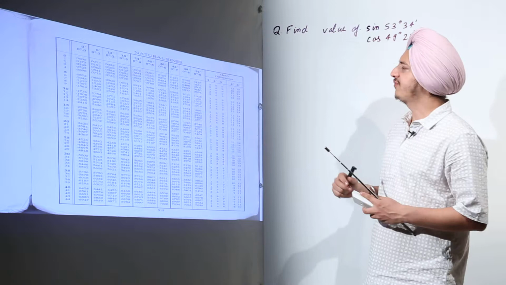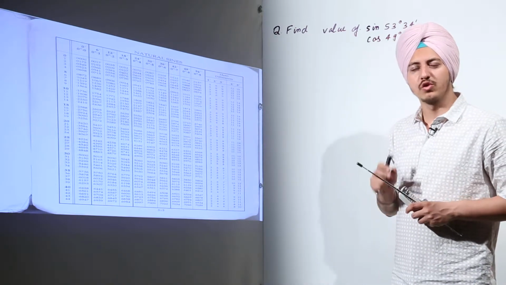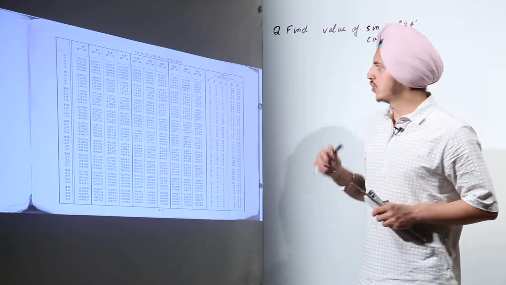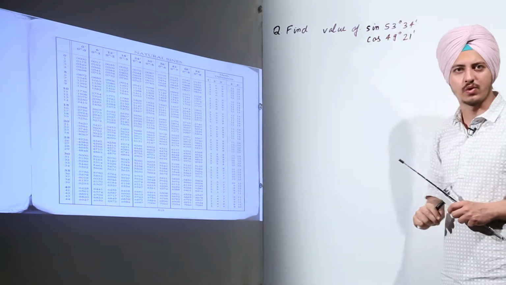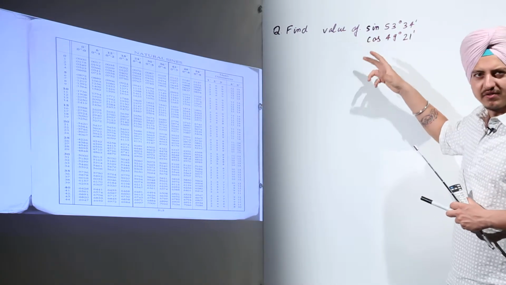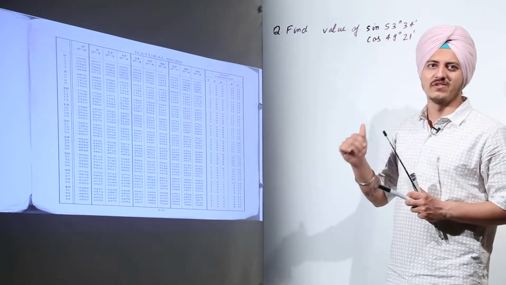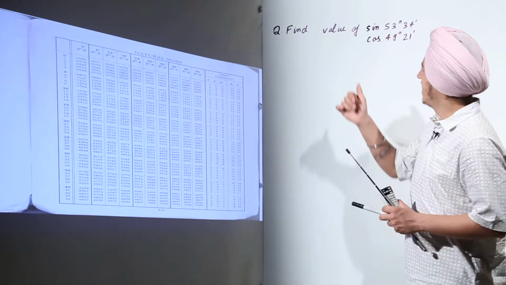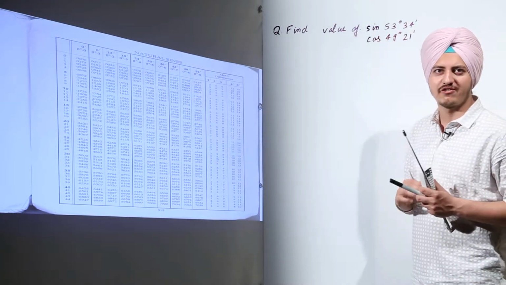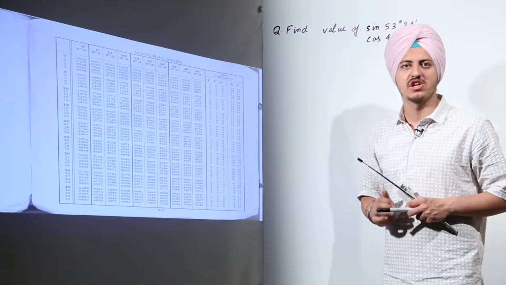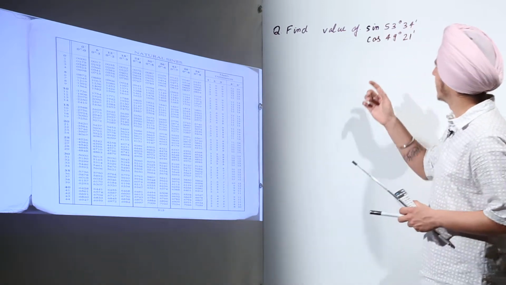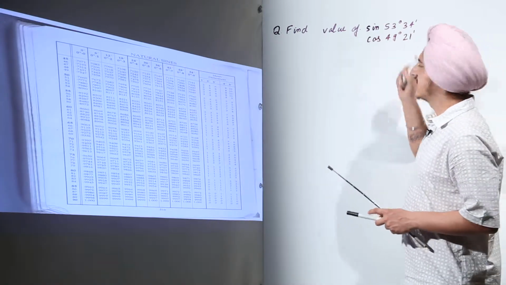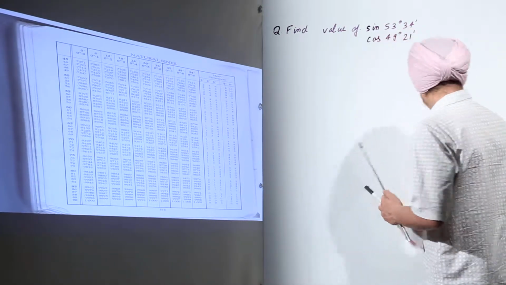Now I will tell you how to use these tables by solving a few examples. First of all, finding the value of sine and tan is exactly the same. So I'm going to solve one value for sine and another for cos, because there is a little difference in the way to find values for sine and cos, but finding the values for sine and tan are exactly the same. So whatever procedure I follow for sine, you follow the same procedure for tan. Now I'll be finding the value for sine 53 degrees 34 minutes. Let's see how I do that.